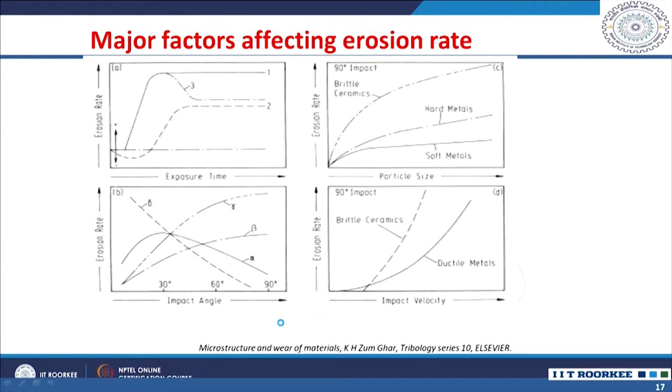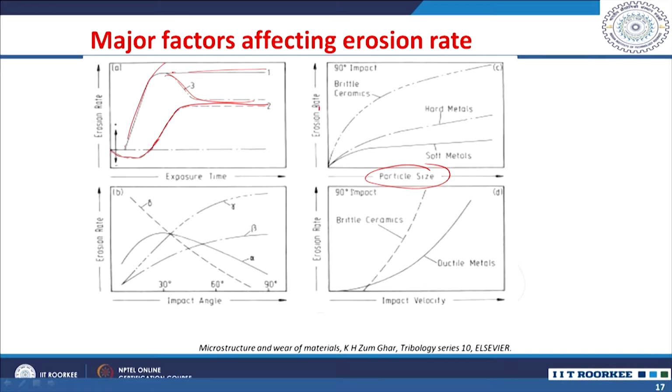So, if you look at the major factors affecting such erosion rate, you will see that with increasing exposure time, erosion actually increases and after that it may lead to steady state or it may decrease, or in another case there will be initially negative erosion wear to accommodate all the plastic strains inside the material and then it reaches a steady state. With respect to this particle size, you can see the erosion rate.